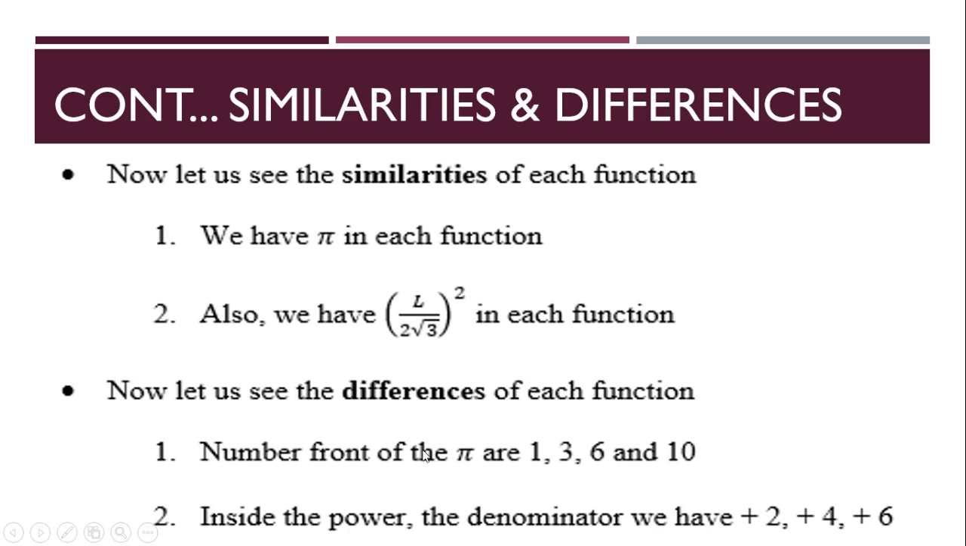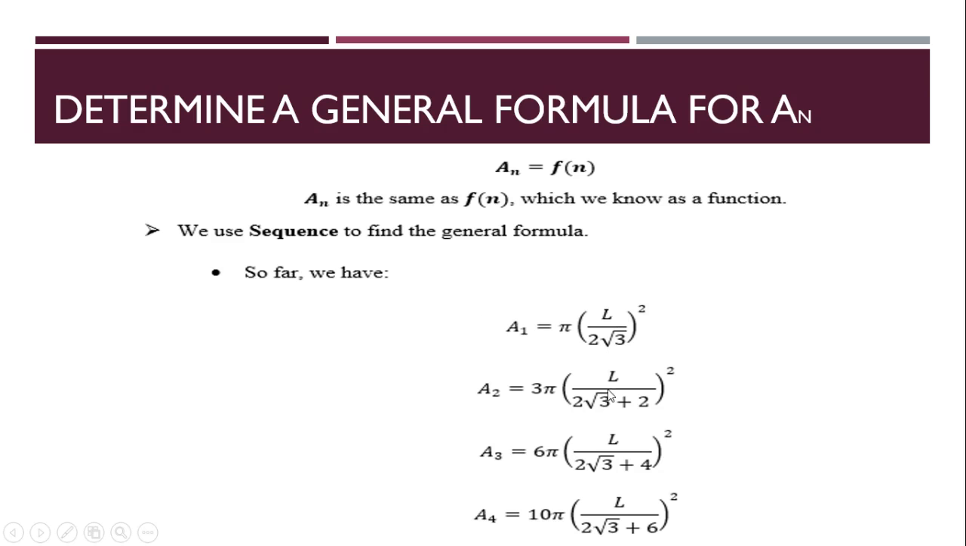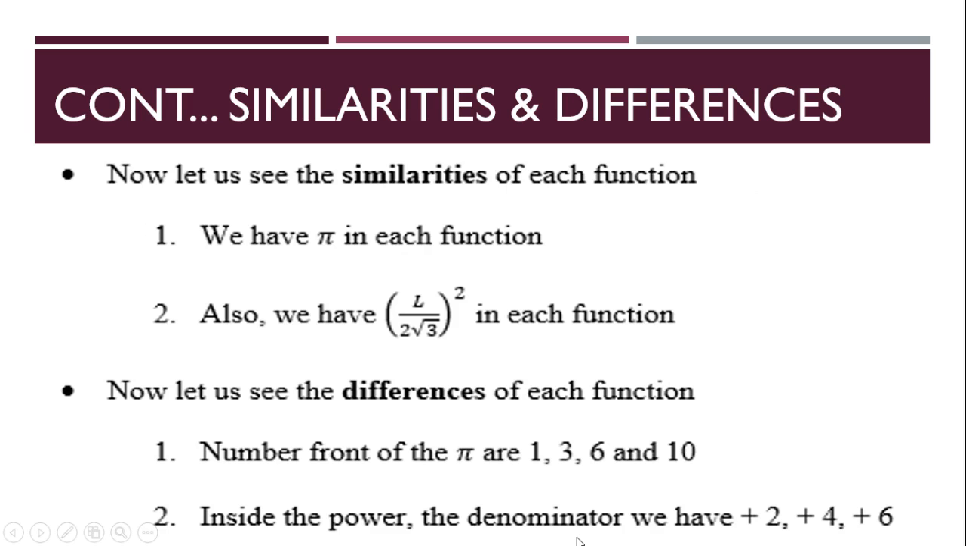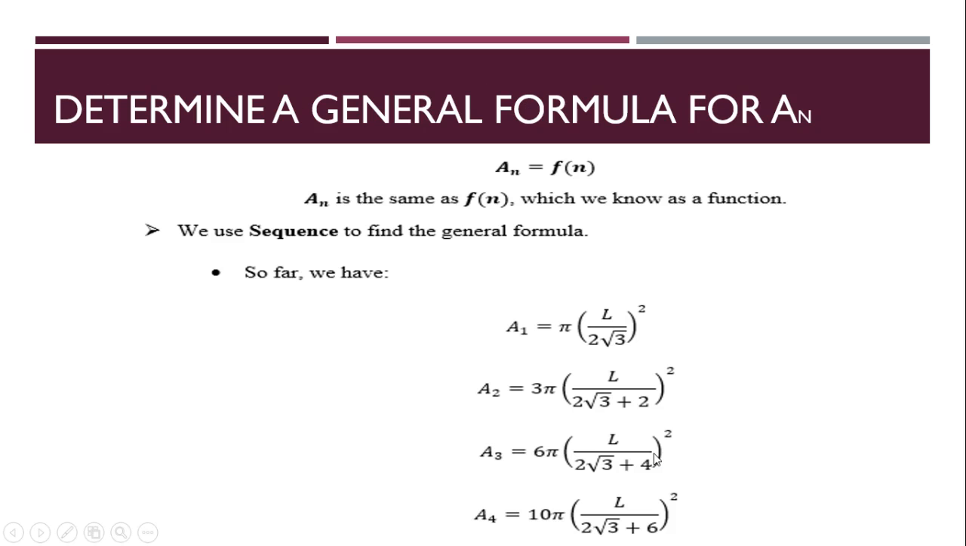Okay. And we also have L divided by 2 square root of 3, and that's to the power of 2. And we have, let me show you that. See, we have this right here to the square power, right here to the power of 2. So now let's see the difference of each function. The number of circles are 1, 3, 6, and 10. So they are changing. See, there's 1, there's 3, there's 6, and 10.